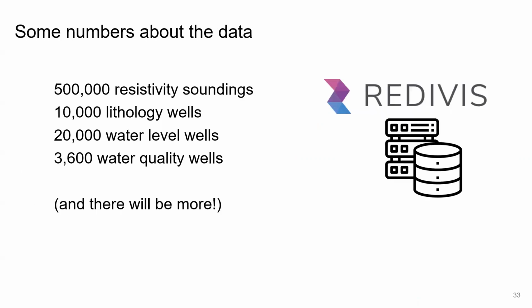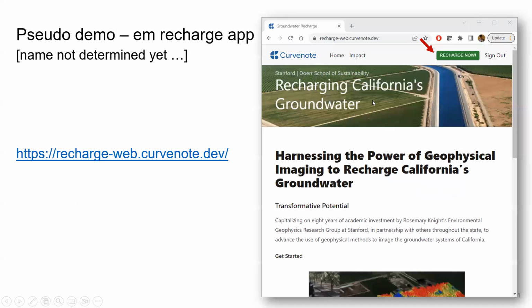Some numbers about our database: we have about 500,000 resistivity soundings. It means you have 500,000 locations in California with a vertical profile of resistivity that you can see down to 200 to 300 meters. And we have about 10,000 lithology wells, 20,000 water level wells, and 3,600 water quality wells. There will be more, because DWR has not finished releasing all of their data sets. So we will have more data, and we'll compile that through this open database called Redivis.